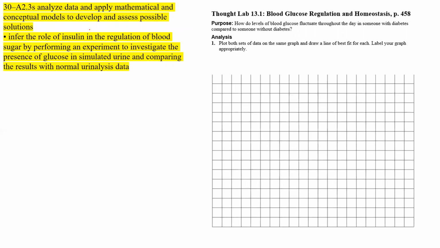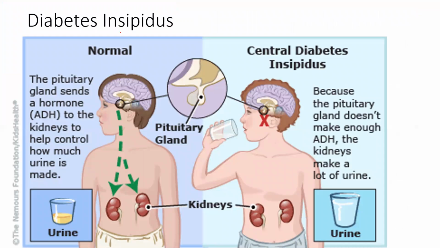Okay, now this is the last thing I want you to do. You've got a graph. I want you to try page 458 and get this graphed, and then we're going to have something to talk about once you've got this done. Okay. Incidentally, diabetes insipidus is when the pituitary gland does not make ADH. The kidneys make a lot of urine. Okay, very dilute urine. You might remember that lab we did in Bio 20.